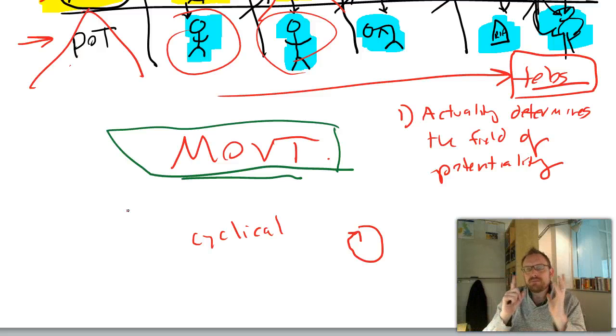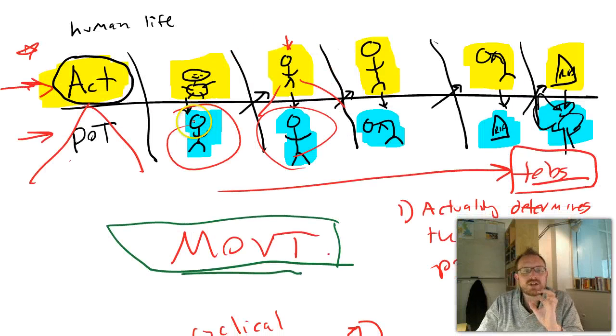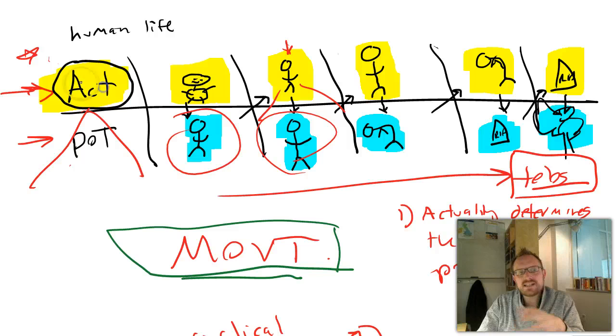So there's no one moment in time where it begins, right? There's no God that creates it at any particular moment X, right? It's cyclical and has always been happening. So actuality doesn't have temporal priority, but it has logical priority, right?